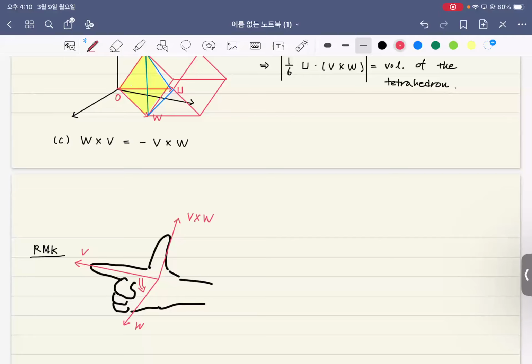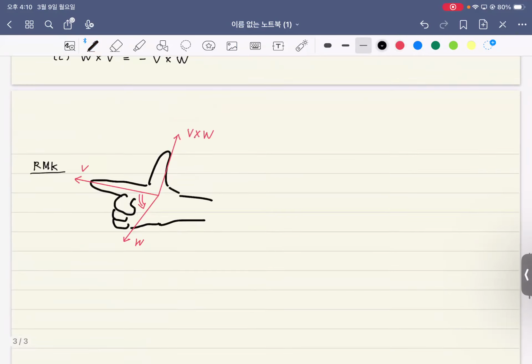Okay, so far we have discussed many properties of the cross product. Given two three-dimensional vectors, we now know the direction of V cross W. But there's one more thing left. We still do not know the magnitude of the vector V cross W. This last proposition is about the magnitude of the cross product.